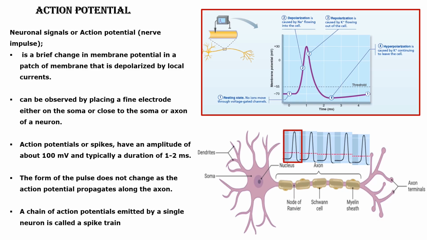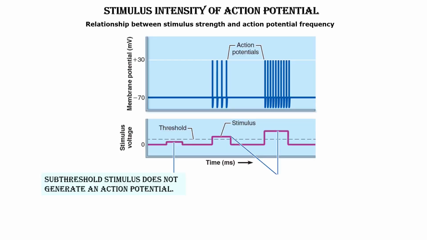The next question which arises is, how is the intensity of a stimulus reflected in the nature of the action potential? All stimuli are not going to be of equal intensity. So, how are stimuli of different intensities reflected in the nature of the action potential? As shown in this figure, if the stimulus is below the threshold, it does not stimulate an action potential. Only when the stimulus is above a certain threshold is an action potential stimulated.